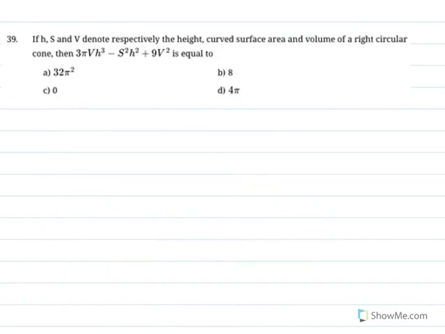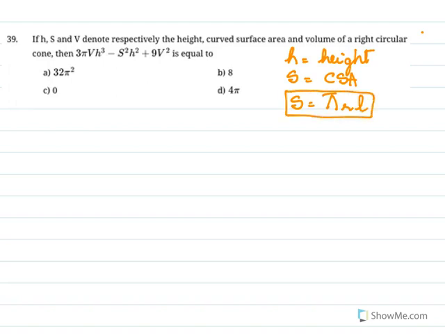So our option is 32 r is the height of the cone. If h, s and v denote the height, curved surface area and the volume of a right circular cone. So h is the height of the cone. They said S is the CSA of the cone, which means S equal to pi r L. So this is important. We need to substitute this. And V is the volume of the cone. So volume of cone is 1 by 3 pi r square h. We need to substitute this also in our expression.